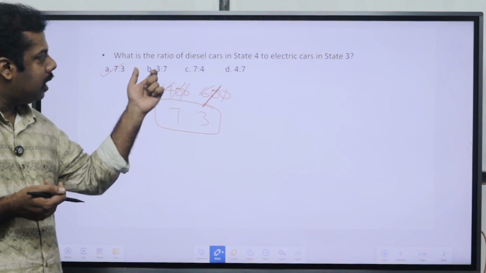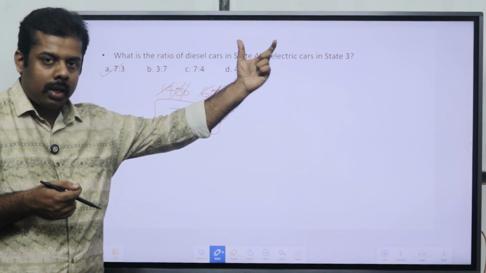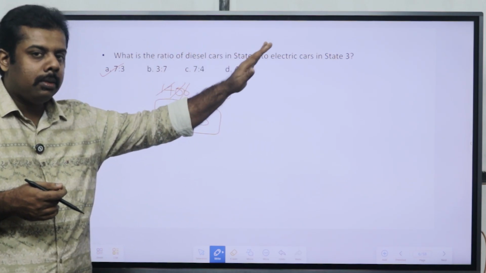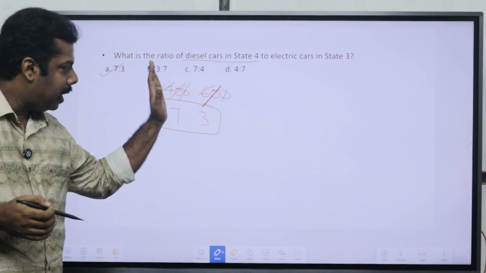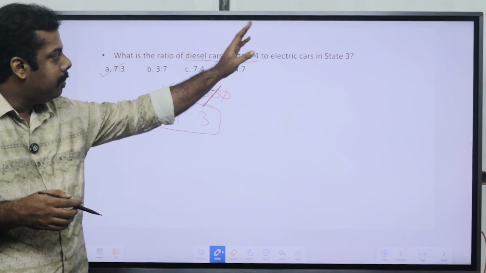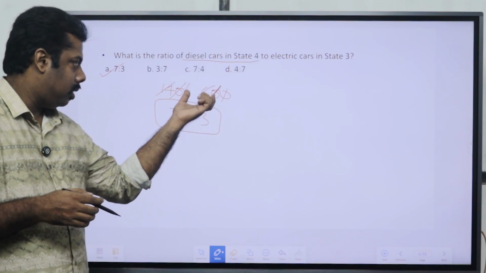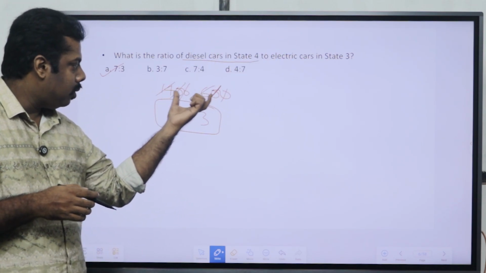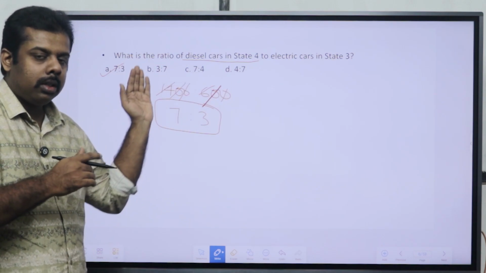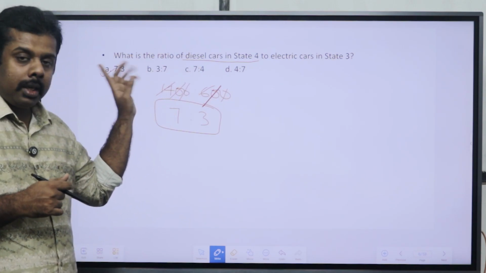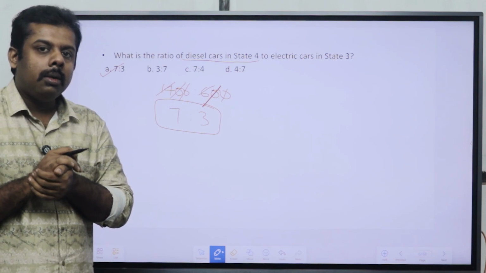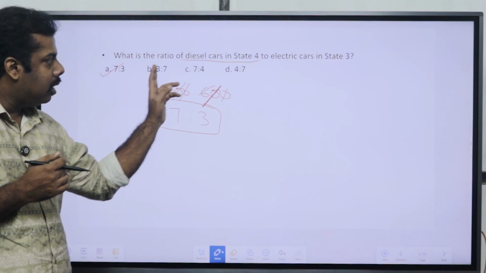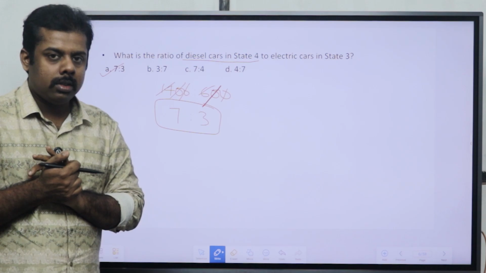So in case of ratio, make sure that you connect it in the way that they have been asked. So first they had asked for diesel cars in state 4. So that's why we place that value in the first position. Then electric cars in state 3 in the second position. So make sure you do that. If you're doing it in the opposite, the option will be there, so that might be a wrong option. So make sure that you go in the order which is being asked in the question.